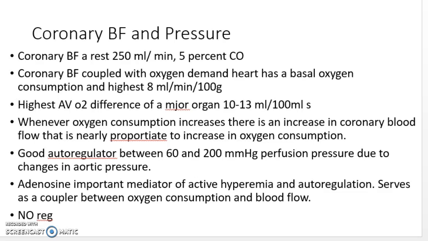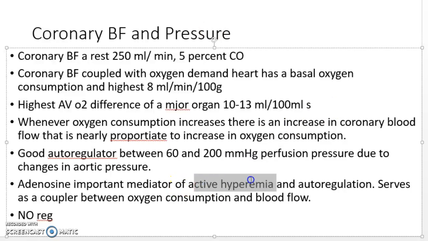Whenever oxygen consumption increases, there's going to be an increase in coronary blood flow, proportionate to the increased consumption. It is a good autoregulator between 60 to 200 mmHg perfusion pressure despite changes in aortic pressure. And adenosine, as we all know, is an important vasodilator of coronary blood flow.